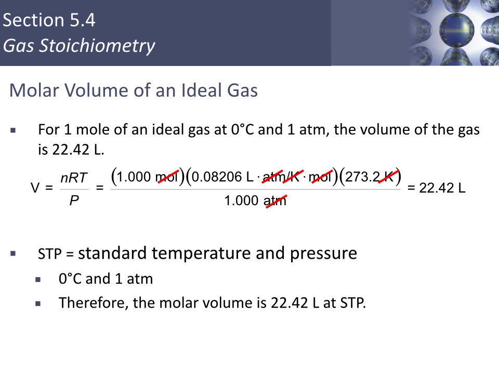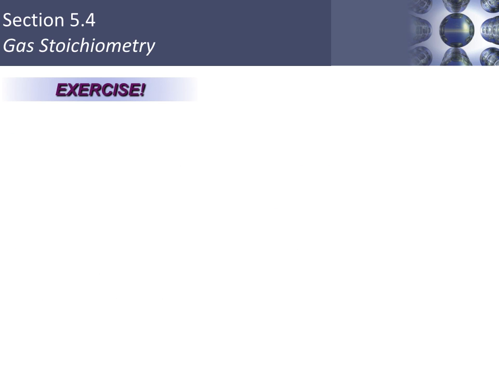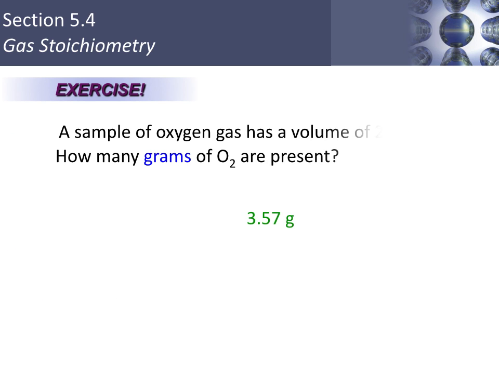STP is another way to say standard temperature and pressure, and that's 0 degrees, 1 atm, 22.4 liters. This will help you a lot. So let's look at a sample problem.